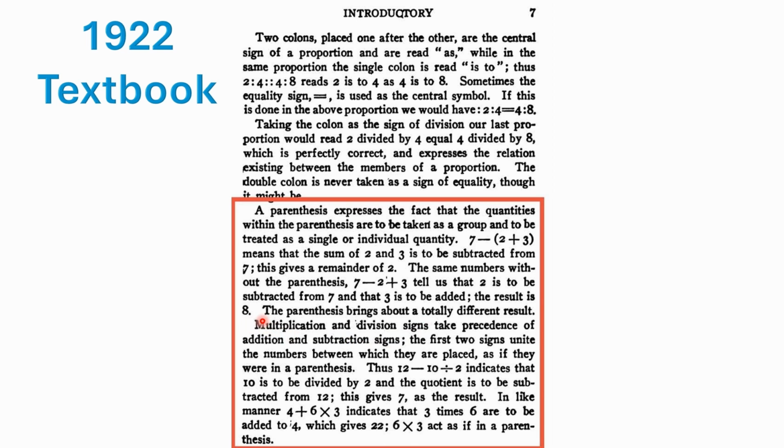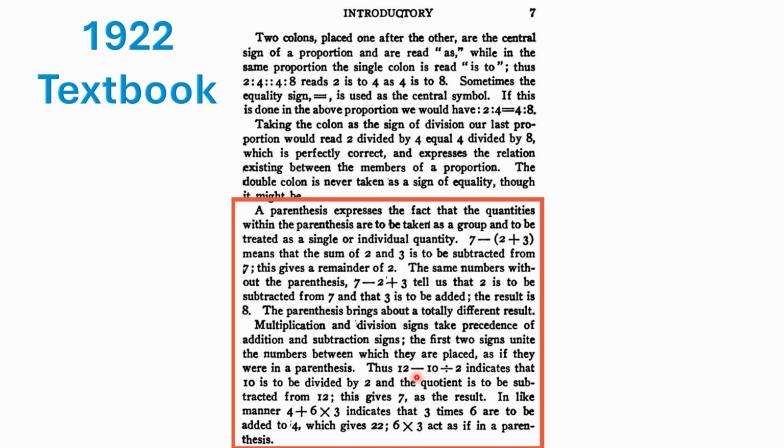And guess what? Here it is, guys, in a 1922 textbook. Multiplication and division signs take precedence of addition and subtraction signs. The first two signs unite the numbers between which they are placed as if they were in a parenthesis. And I think this is what confuses people. People have it in their head that you have to have parentheses, but no, you don't. Multiplication and division already have precedence.